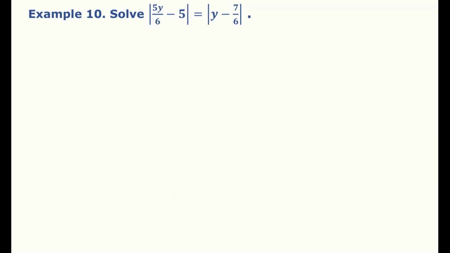So here's another one. I strongly urge you to try it on your own first, because you have all the tools required to do it now, and then come and check your answer. Alright, so I hope you did that.